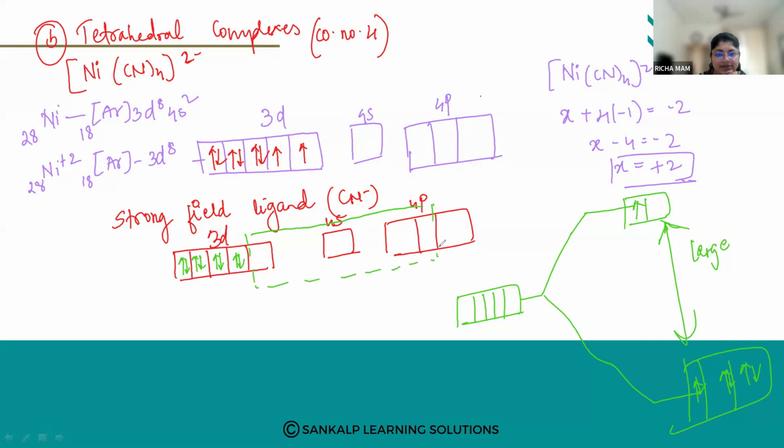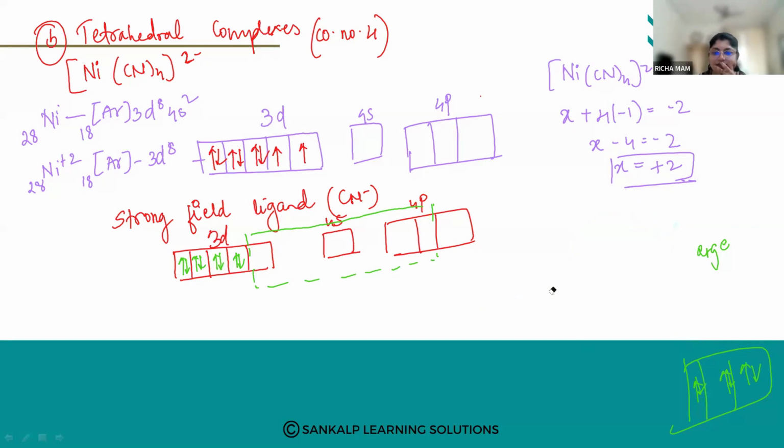Can you tell me the hybridization here? Four ligands, so four sets of ligand orbitals will occupy four empty orbitals. Can anyone tell me what will be the hybridization by seeing this? Try. If it is wrong, no problem. You have to try.